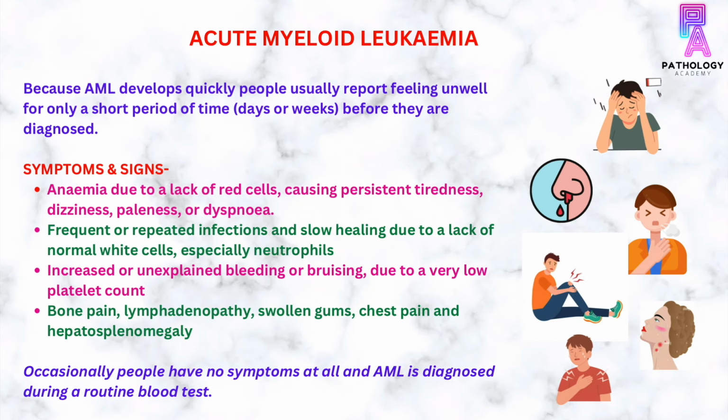Coming to the symptoms and signs of acute myeloid leukemia. Because AML develops quickly, people usually report feeling unwell for only a short period of time before they are diagnosed. The patient can present with signs of anemia, which is pallor, persistent tiredness, dizziness, or dyspnea. Also, because of deficiency of neutrophils or normal white cells, there are repeated and frequent infections. Due to very low platelet counts, the patient may experience unexplained bleeding or bruising. Other symptoms are bone pain, lymphadenopathy, swollen gums, chest pain, and hepatosplenomegaly. Occasionally, people have no symptoms at all, and AML is diagnosed during a routine blood test.